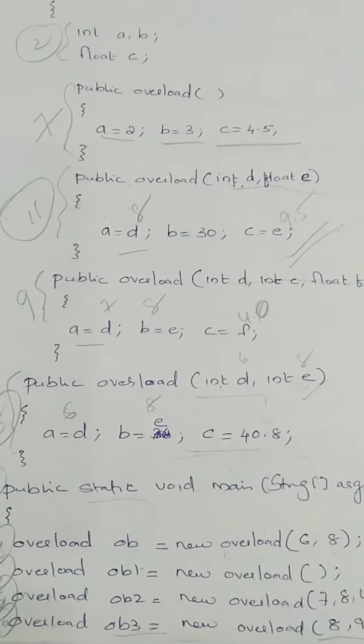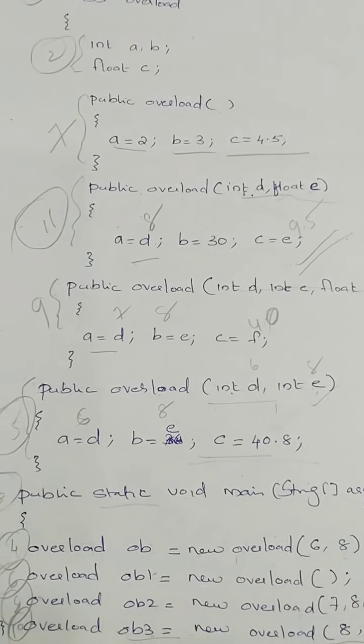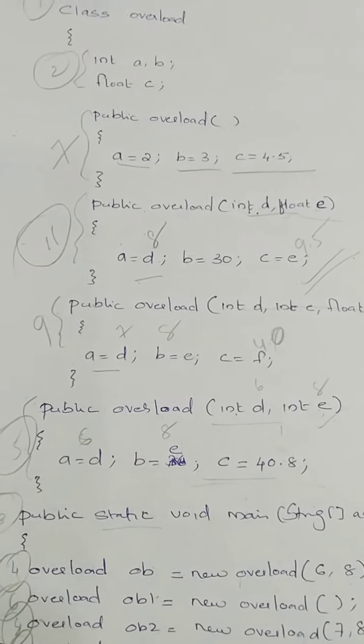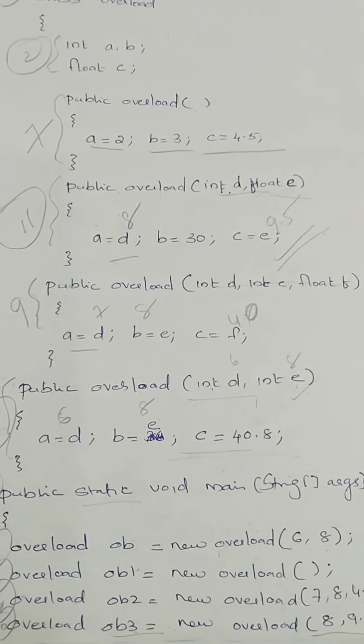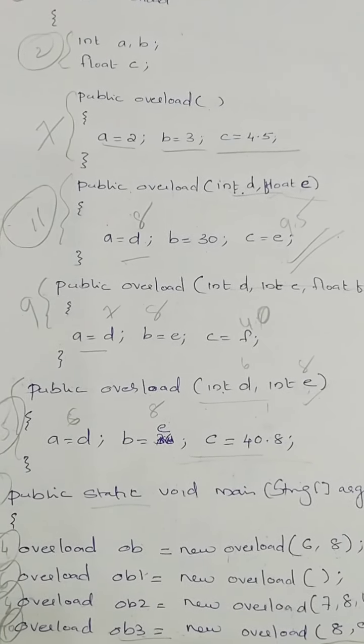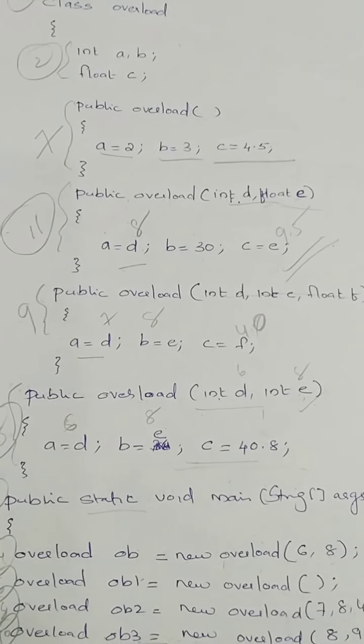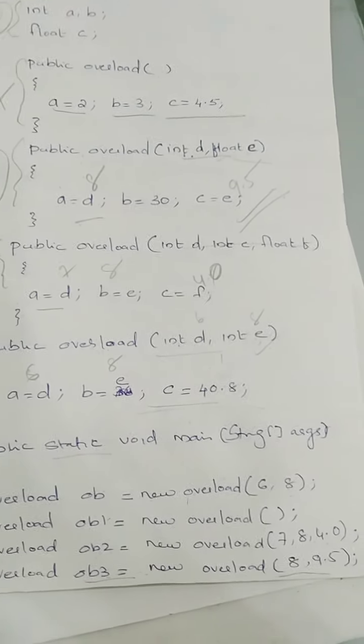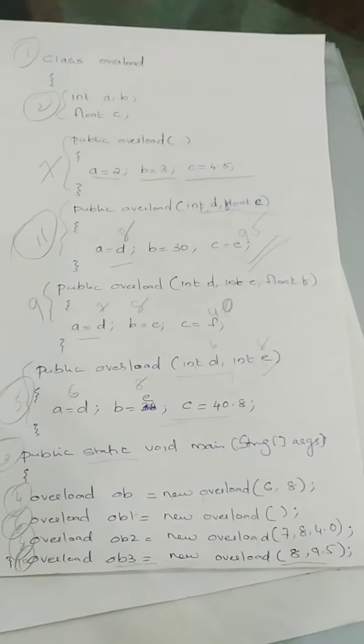This way the constructor will be executed when a class has 2 or 3 constructors. It will identify the constructor by the number and the type of arguments passed. I hope it is clear.